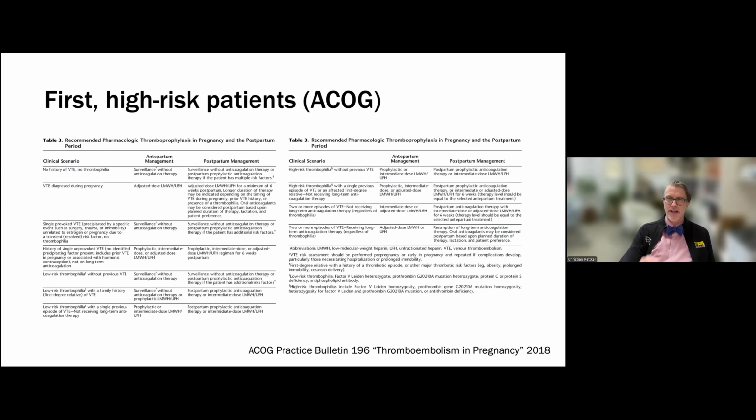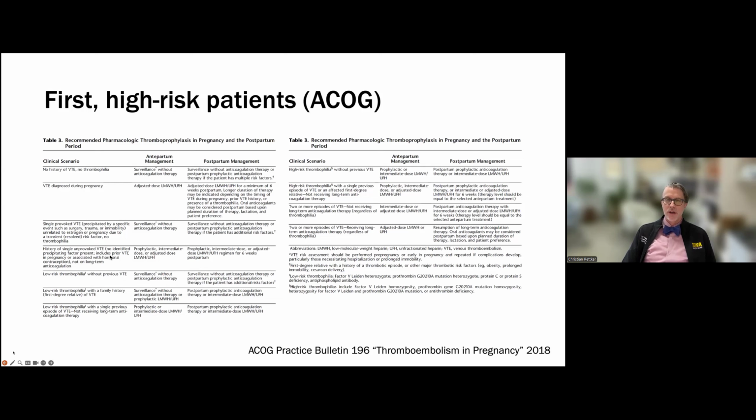So first we have ACOG, where they give their recommendations around high-risk patients. High-risk patients are people who might have a venous thromboembolism or a history of a venous thromboembolism, or they have a thrombophilia or a family history of a thrombophilia. This is a very busy chart, and we're not asking anybody to memorize it, but it's a really useful tool for when you have a patient who has a history of a venous thromboembolism or has a family history or has a risk factor for thrombophilia or has an inherited thrombophilia.